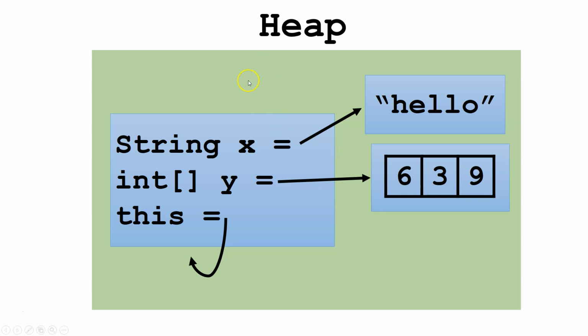We've got a heap here, and let's say we've just got some random object on the heap, and inside that random object we've got these two variables, String x, which points to another object on the heap, int array y, which points to another object on the heap, and this, which points right back around to the original object.